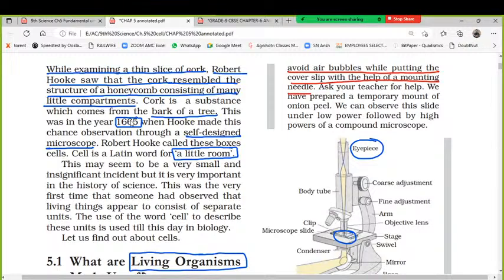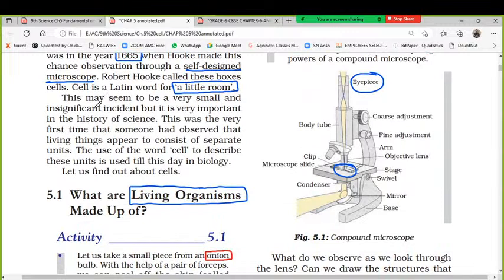This was in the year 1665, when Hooke made this chance observation through a self-designed microscope. He actually designed the microscope himself, and using it he could discover the cell. This may seem a very small and insignificant incident, but it is very important in the history of science. This was the very first time that someone had observed that living things appear to consist of separate units. The word cell, used to describe these units, is still used in biology today. Let us find out about the cell.